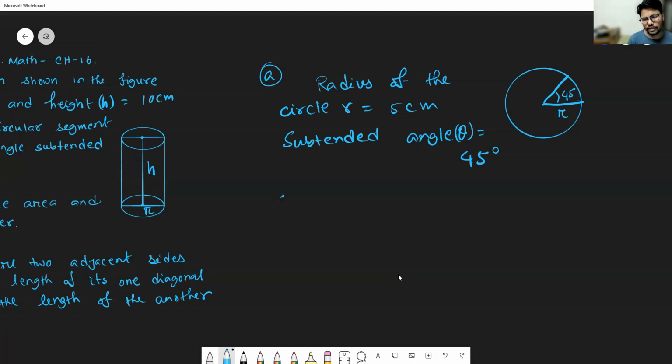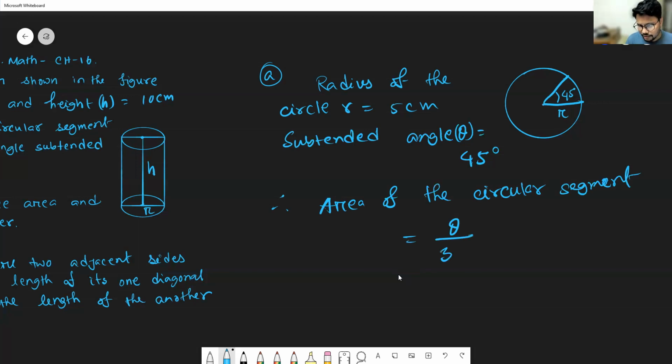So now, area of the circular segment. The formula for the area is theta by 360 degree multiplied by pi r square, and this is in square units.